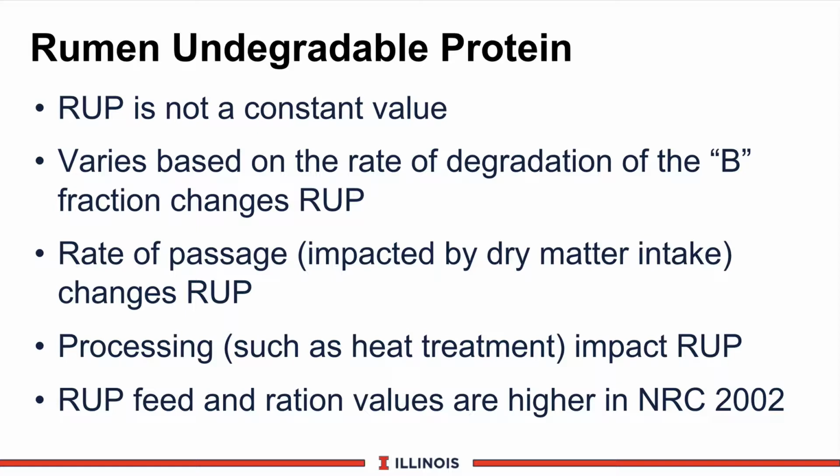RUP, which is now the new term, is not a constant value. It will change depending on such things as the rate of degradation of the B fraction, which you can change in the model, and how that is impacted by dry matter intake, which means as you have higher dry matter intakes, we also get higher RUP. So you have two variables in the real world that allow this value to change. Processing also becomes a factor, such as heat treatment of roasted soybeans, which also will impact rumen undegradable protein. The bottom line is that soybean meal no longer is 35 or 29 or whatever favorite number you had from the NRC 89. This value will be higher and variable from ration to ration.